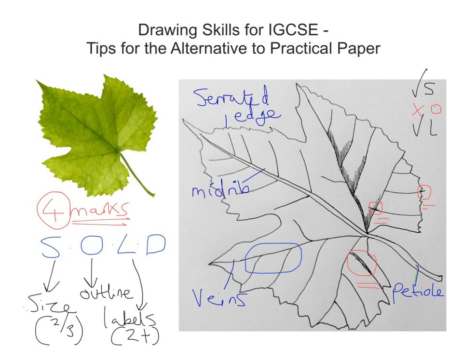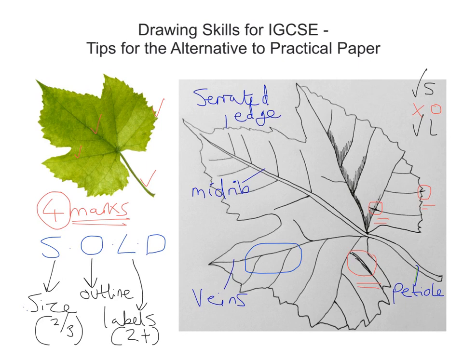Now, one thing that is really important is that you cannot label anything or identify anything that isn't clearly visible in the actual picture. So if I look at the image of the green leaf, I can see this petiole, I can see the midrib, I can see these veins, I can see the serrated edge. I can't, though, see things like stomata. I can't see things like palisade cells. Now, in IGCSE, you learn about these things when you do the structure of the leaf. You learn about spongy mesophyll cells, palisade, waxy cuticle. But because you can't truly see those on this diagram, you don't include them.